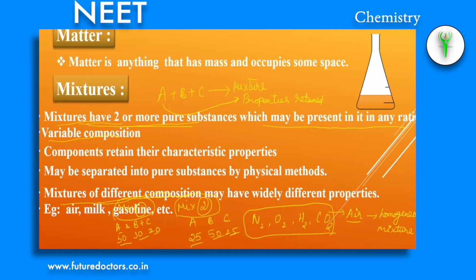Gasoline, what is gasoline? Gasoline is nothing but petrol. It is a mixture of hydrocarbons. It contains carbon atoms ranging from C5 to C9. C5H12 is pentane. So pentane, hexane, heptane, octane, nonane, all of these are mixed together in gasoline. We cannot differentiate them, so it is a homogeneous mixture.